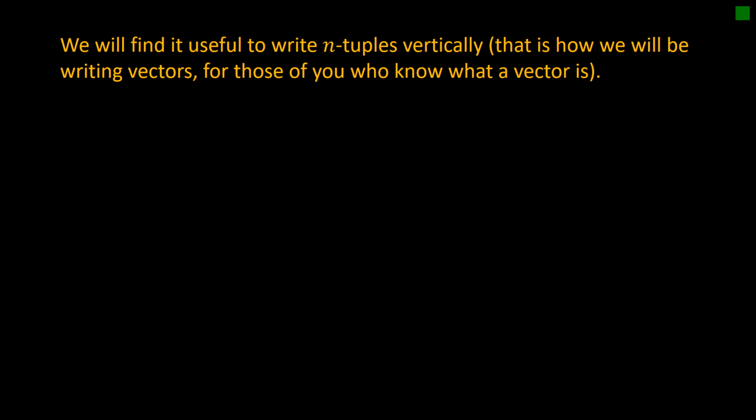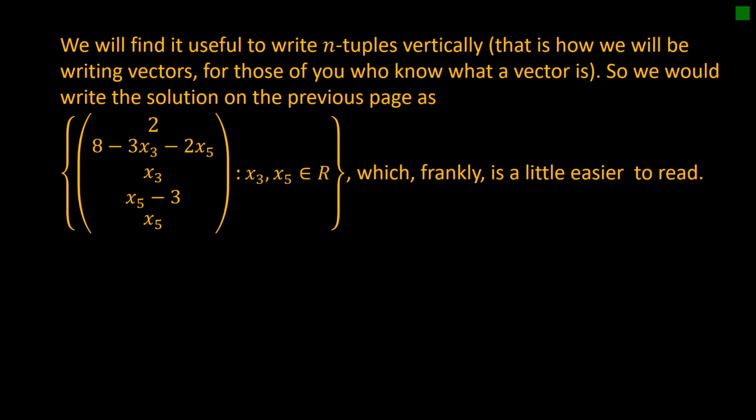We will find it useful to write the n tuples vertically. That is how we will be writing vectors. If you know what a vector is, great. If you don't, you're going to learn. So in other words, you might rewrite it like this. We'd have a big set of brackets, and we take that ordered 5 tuple and write it downward instead of left to right. So it's the same thing, just written vertically. And I think it's a little easier to read than that 5 tuple on the previous page.